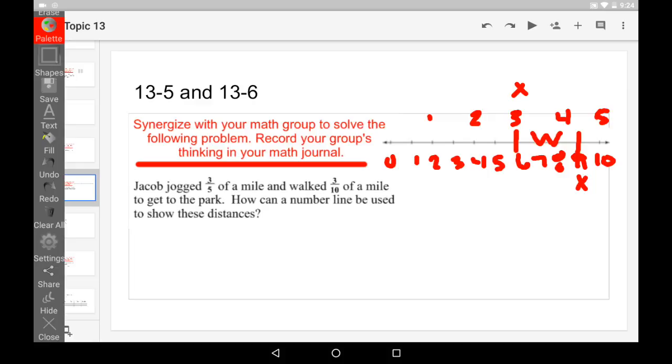So even though this number line is split up into tenths and fifths, we can use it to show these different amounts that he walked and jogged. But we know that he still has not made it to his end point, to the park. And it's the same thing. This 3/10, and this is where I wanted to connect it, I could say this is how far he walked, right? It was 3/10 of a mile.